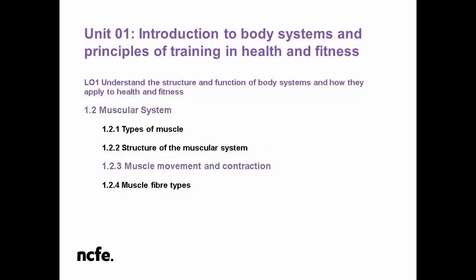Learners must know about muscle movement and contraction in the form of agonist and antagonist pairs, and be able to apply this principle through specific health and fitness movements. For muscle fiber types, learners need to know and understand the differences between and the characteristics of slow and fast twitch fibers, how they are suited to different types of activities, how they vary in individuals, and how they are affected by specific training.